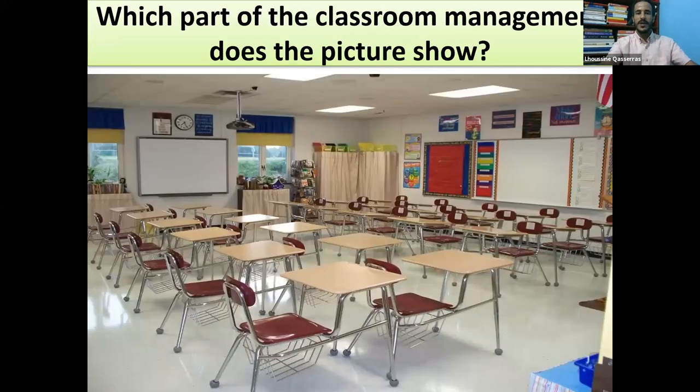Great, now, which part of the classroom management does the picture show? What do you think? You can write in the chat box. So let me see. So Hajar said, seating arrangement, wonderful. Typical class. It's a very beautiful, well-organized classroom, okay.